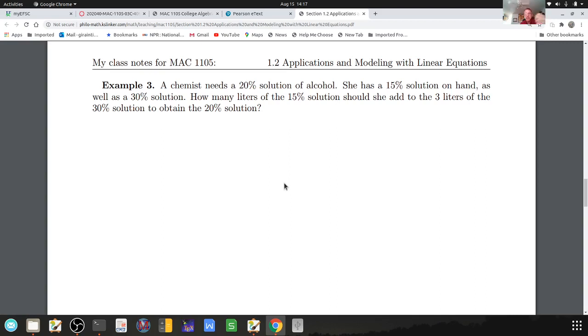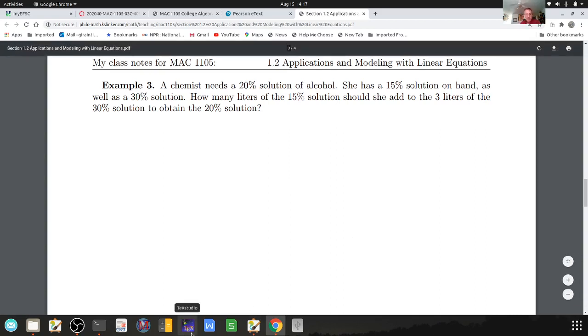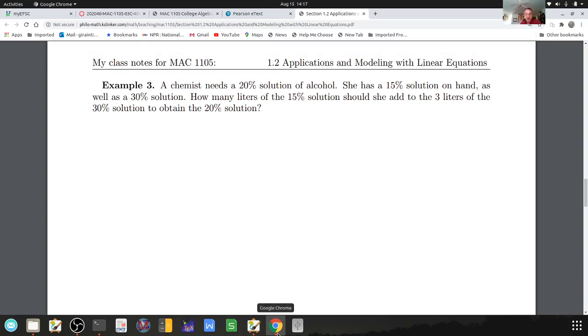is 30%? Should she add to the 3 liters of the 30% solution to get a 20% solution? So she's going to dilute the 30% solution. So in this case, again, we need to find our guiding equation, and you need to have these equations memorized or on hand.